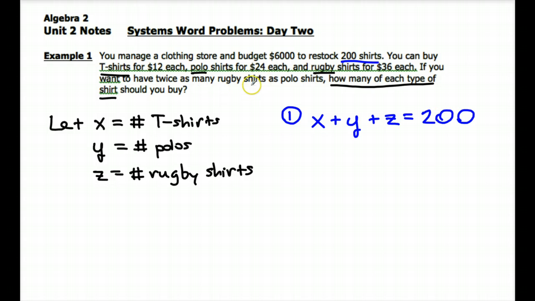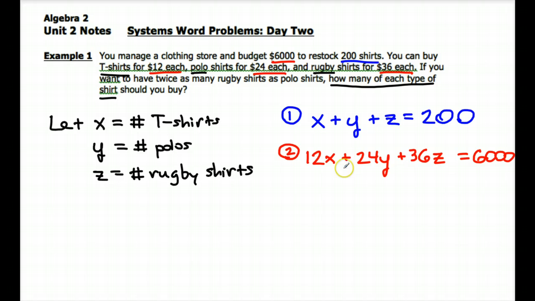My second equation, I know I'm dealing with price here in this problem. So it says I have a budget of $6,000 total. Okay, so that's going to be the total in my second equation. So I'll go ahead and start that and end it with an equal 6,000. Okay, and that $6,000 is going to come from the number of shirts I'm buying times the cost per shirt. So I'm buying X amount of t-shirts and they cost $12 a piece, so that's going to be 12X. Plus, I'm buying Y polos. They cost $24 each, so plus 24Y. And then finally, I'm buying Z rugby shirts, cost $36 a piece, so that's plus 36Z. So this second equation here is involving money.